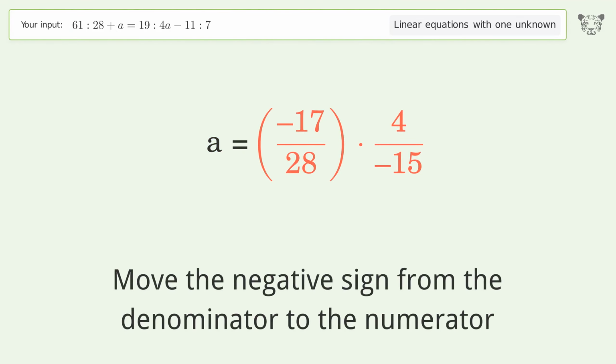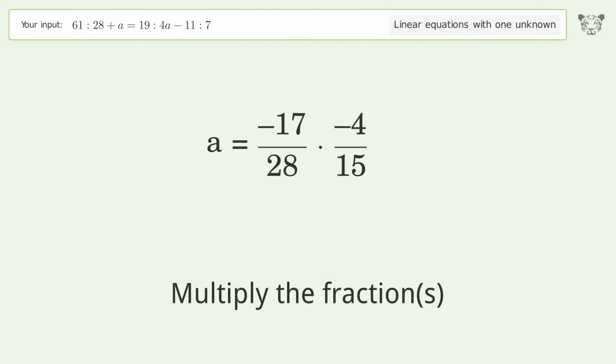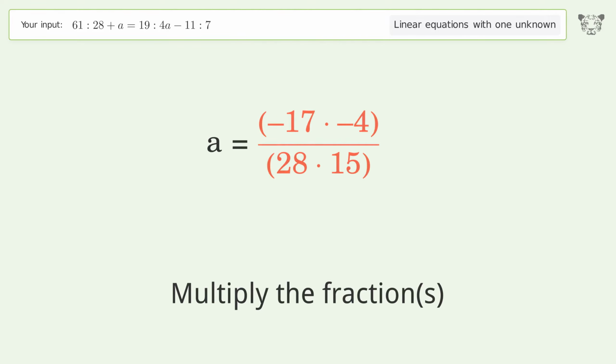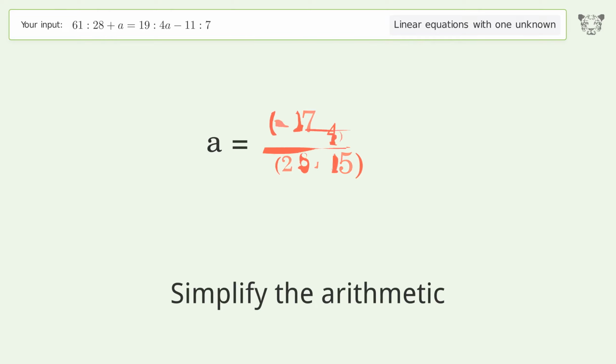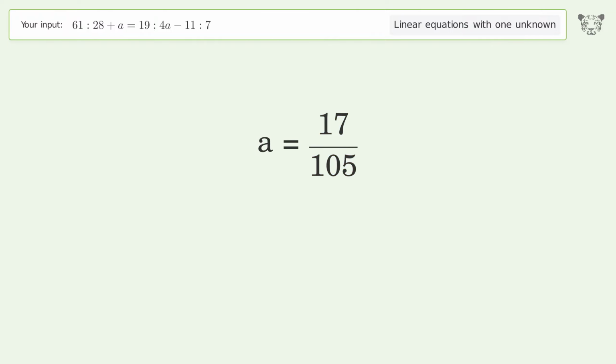Move the negative sign from the denominator to the numerator. Multiply the fractions. Simplify the arithmetic. And so the final result is a equals 17 over 105.